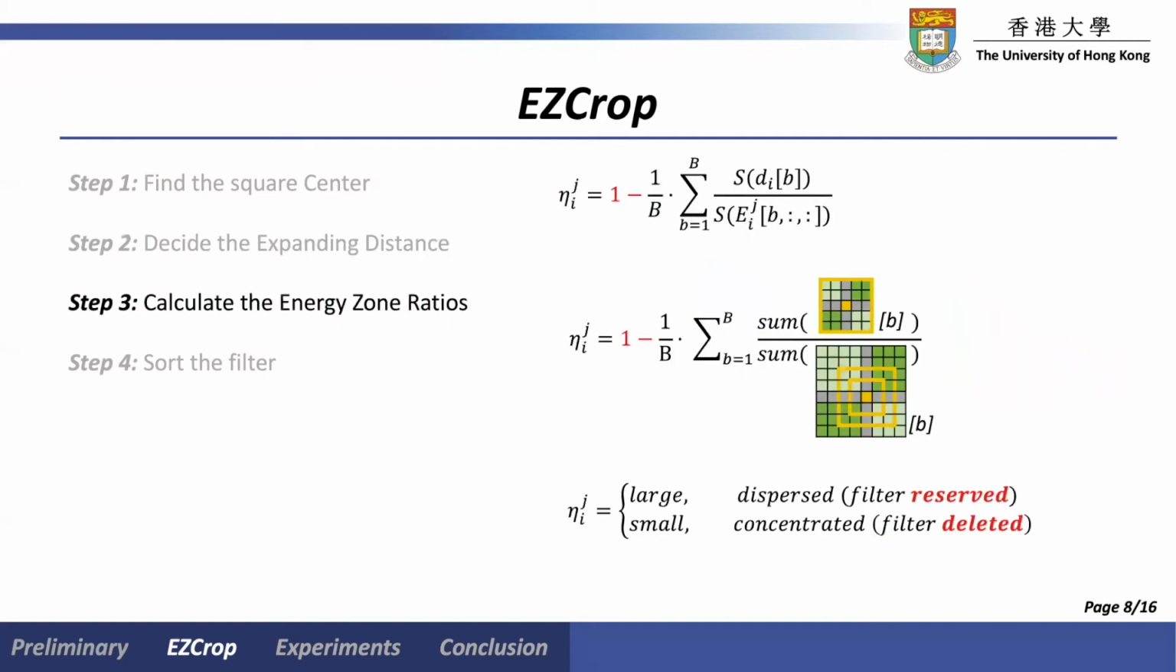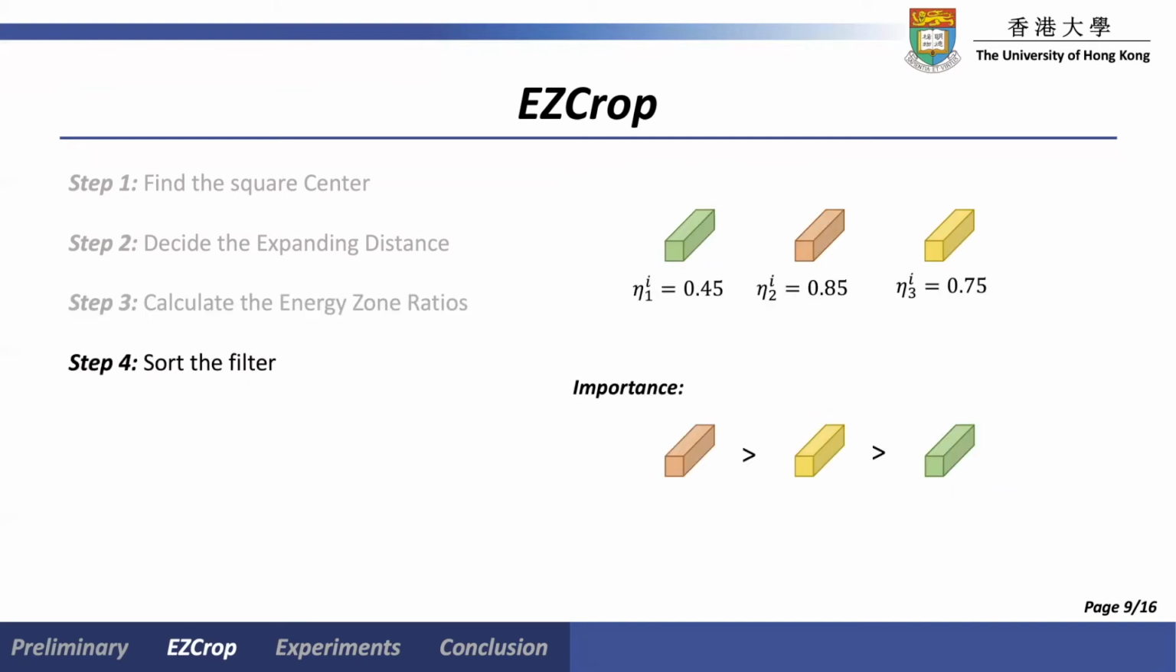In step 3, we sum up the energy in the selected energy zone and the whole feature map. Then we calculate the average of the ratios and subtract it from 1. If eta is large, it means the low frequency components are dispersed, and the filter will be reserved during pruning. The final step is to sort the filters according to the metric. For example, filters with larger eta are more important.